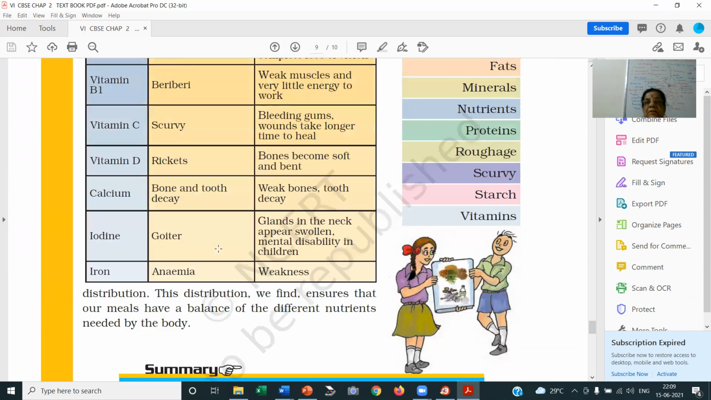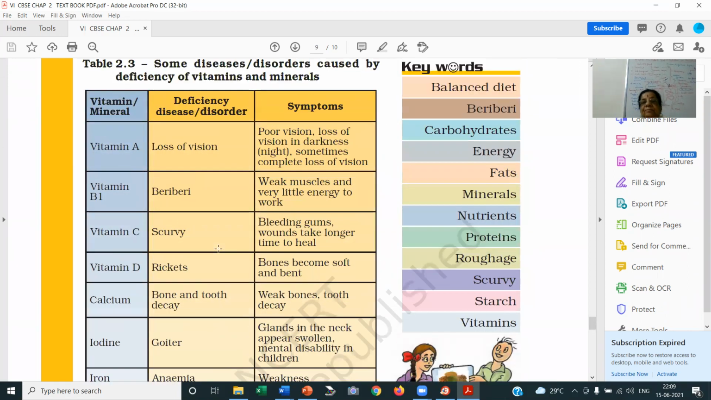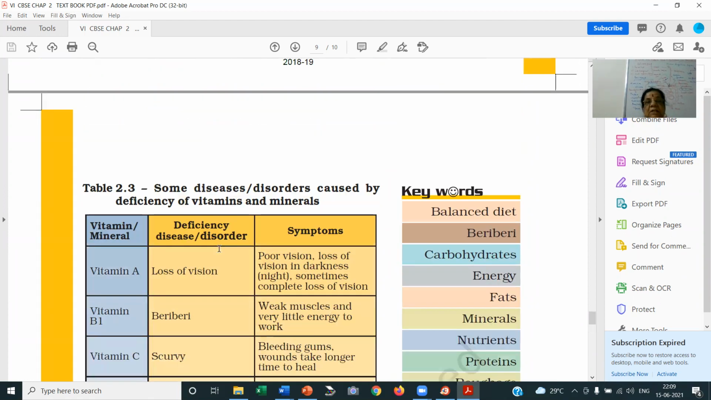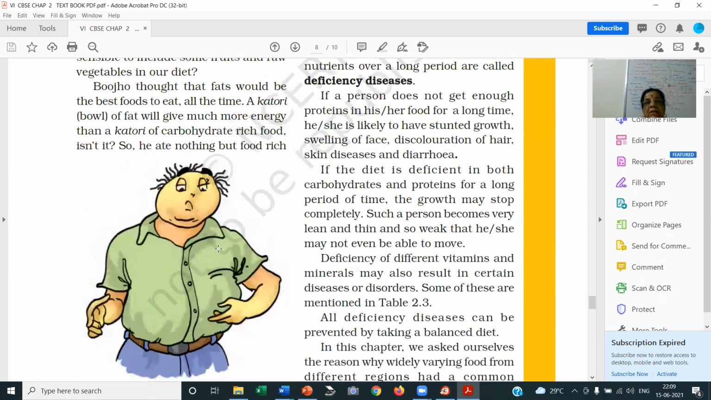So here are the keywords that we have learned: balanced diet, carbohydrate, energy, fat, minerals, nutrients, proteins, roughage, scurvy, starch, and vitamins. I hope you follow.